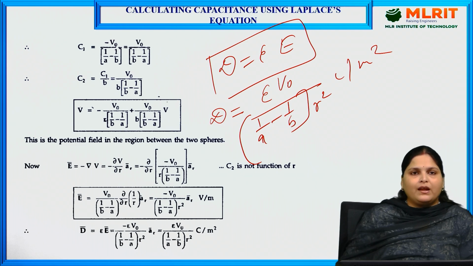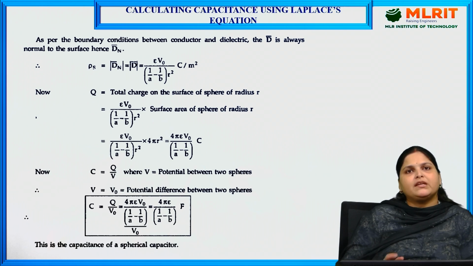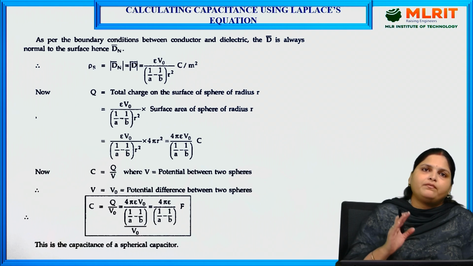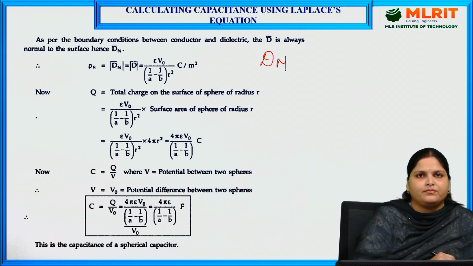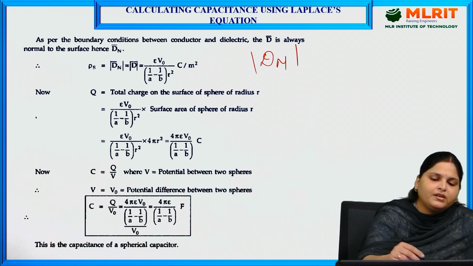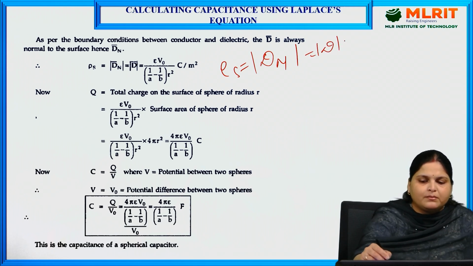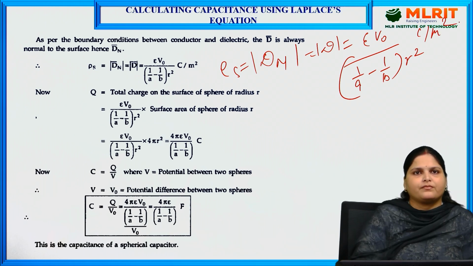Still we have to calculate capacitance, right? To know that, we will use the boundary condition between conductor and dielectric. By this boundary condition we know that flux density will always be normal to the surface, meaning we get the component Dn. Also we know that rho s is equal to Dn, which is nothing but D, and D which we already have got is epsilon V naught upon (1 upon A minus 1 upon B) R square coulomb per meter square. This is rho s.